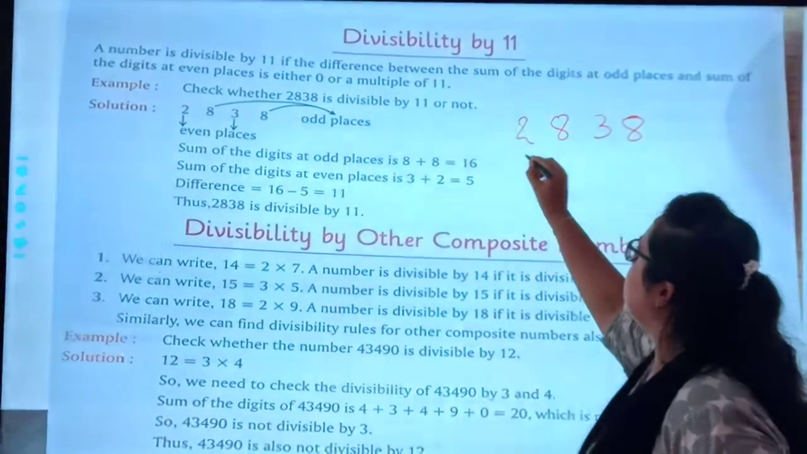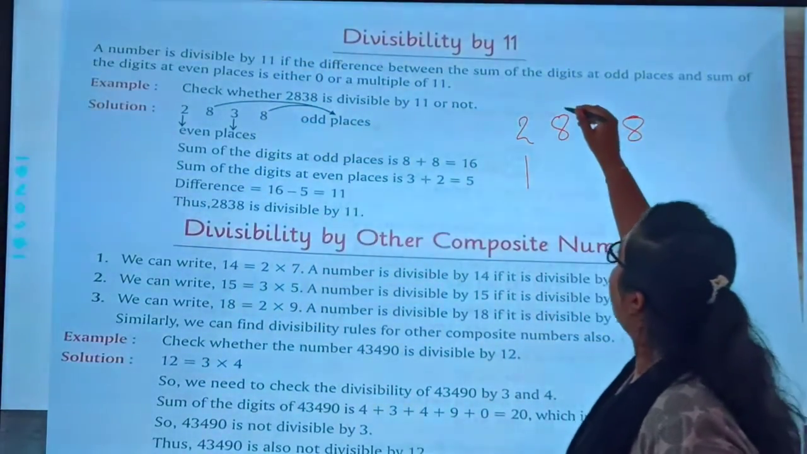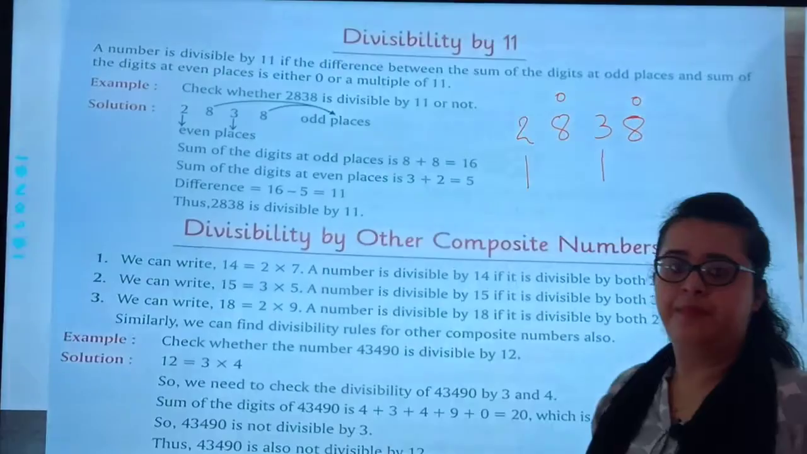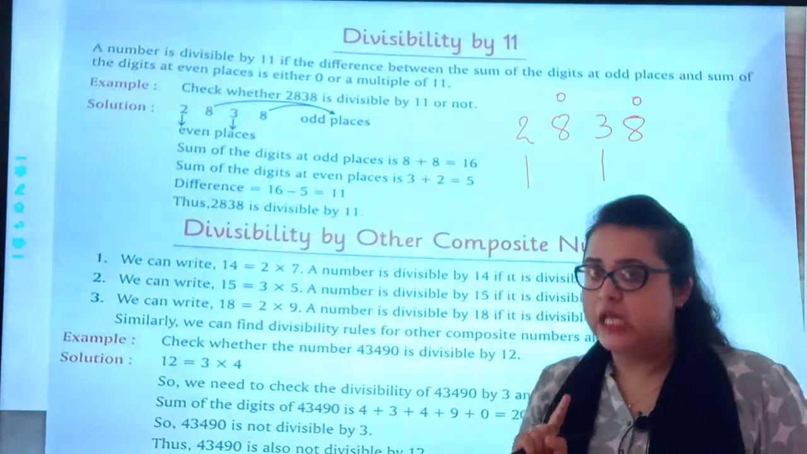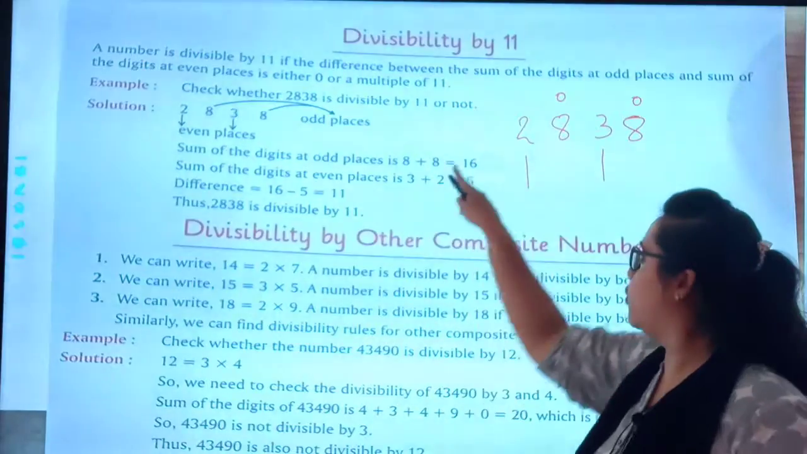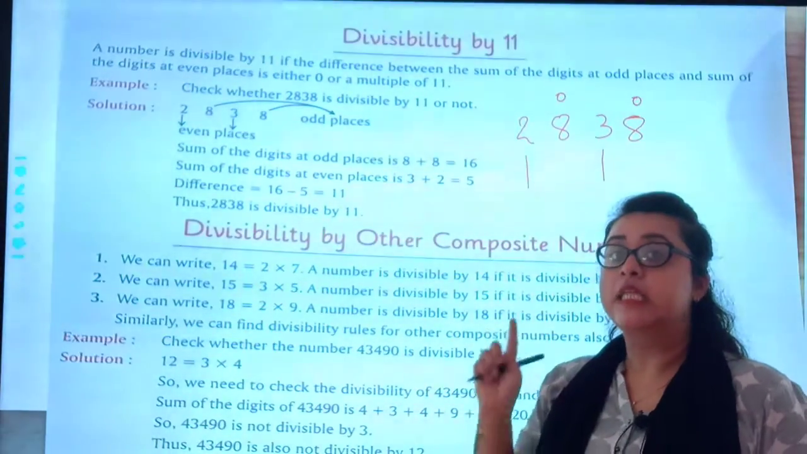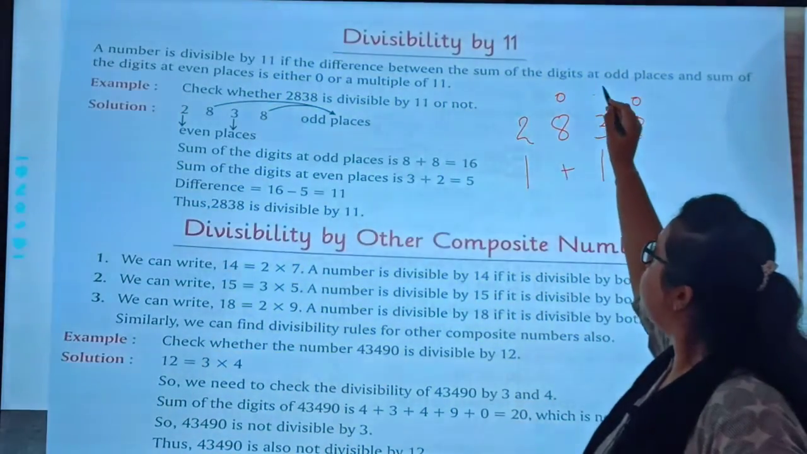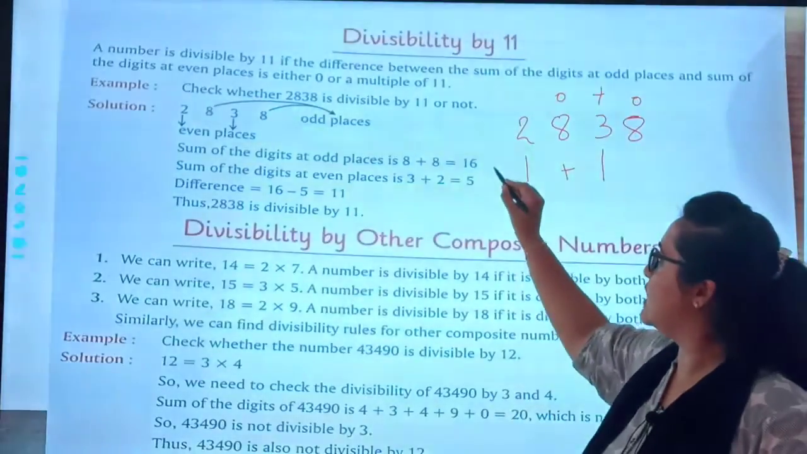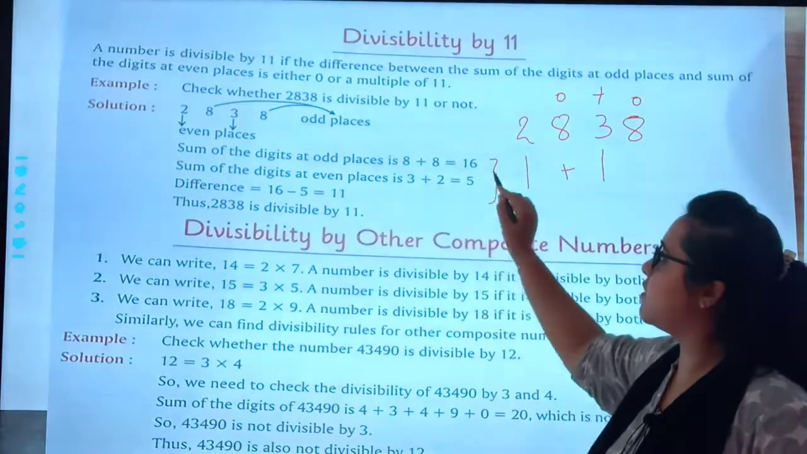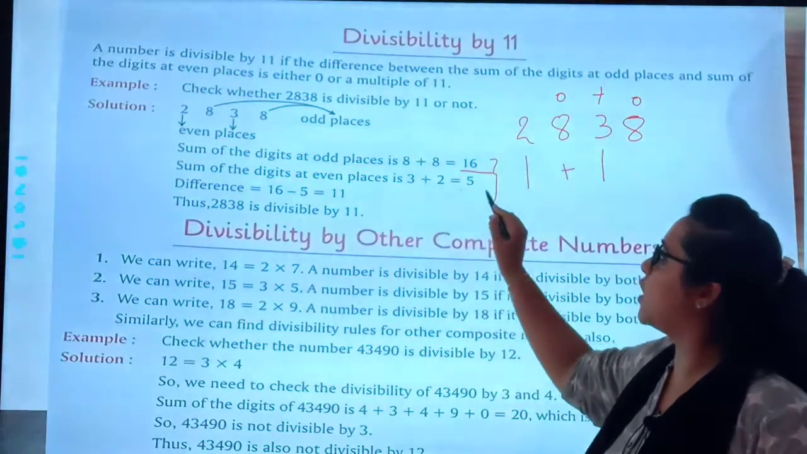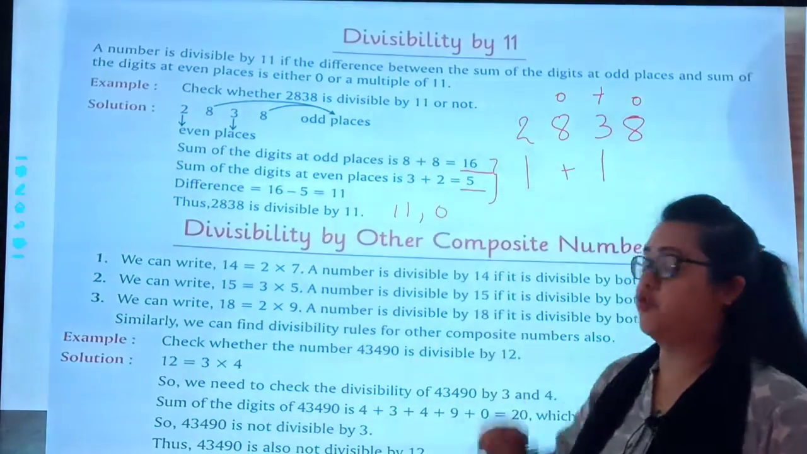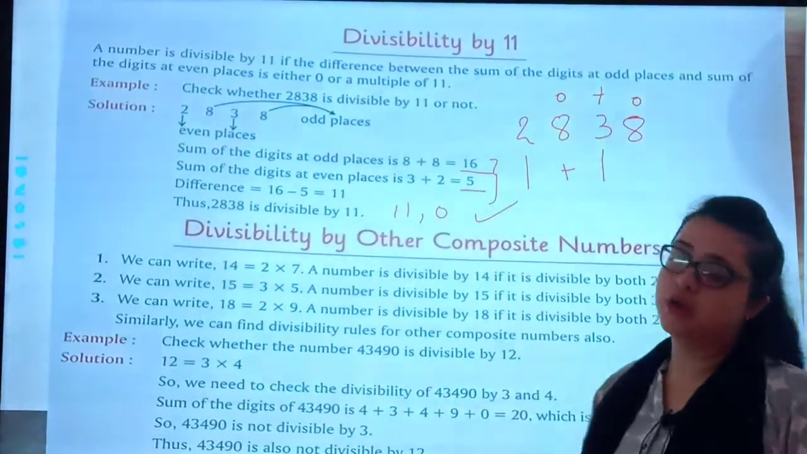Okay, even, odd, even, odd. You don't have to look at the digits. You have to see even, odd, you have to follow the series. Now in the divisibility of 11 you have to check the difference between the total of even and the total of odd, that is odd places 8 plus 8 equals 16, even places 3 plus 2 equals 5. The difference of these two should come either 11 or 0. Then it is divisible or not.